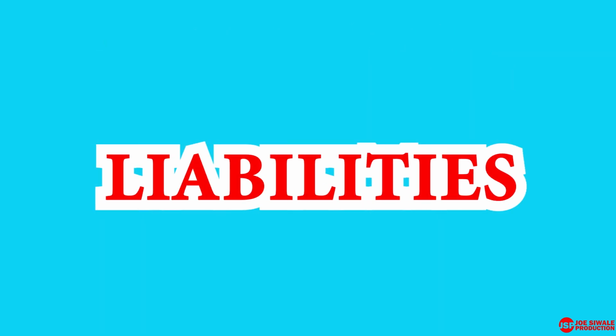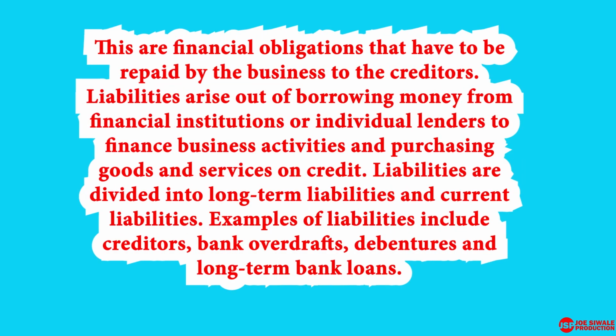Let us now look at liabilities. So these are financial obligations that have to be repaid by the business to the creditor. Liabilities arise out of borrowing money from financial institutions or individual lenders to finance business activities and purchasing goods and services on credit. Liabilities are divided into long-term liabilities and current liabilities. Examples of liabilities include creditors, bank overdraft, debentures, and long-term bank loans.